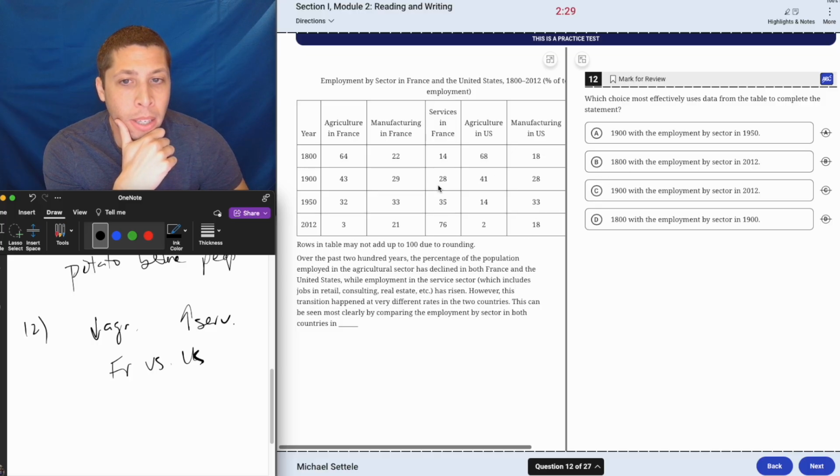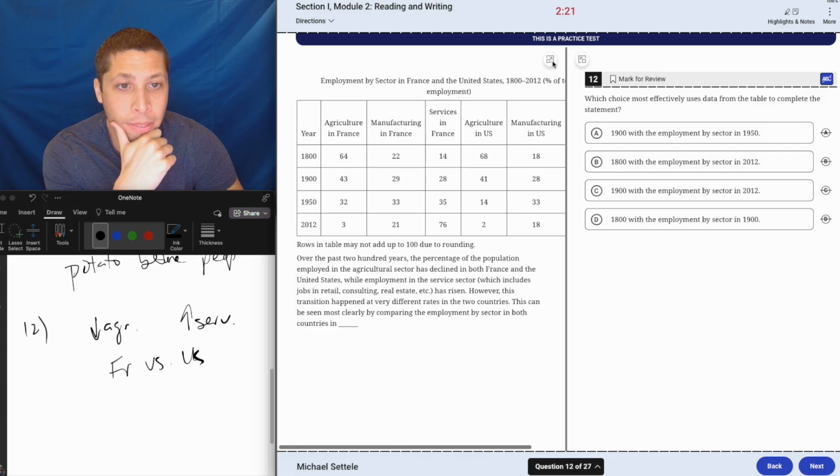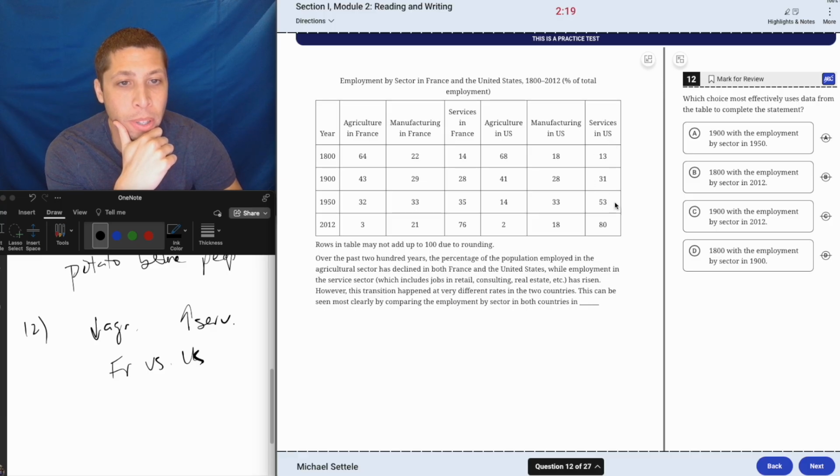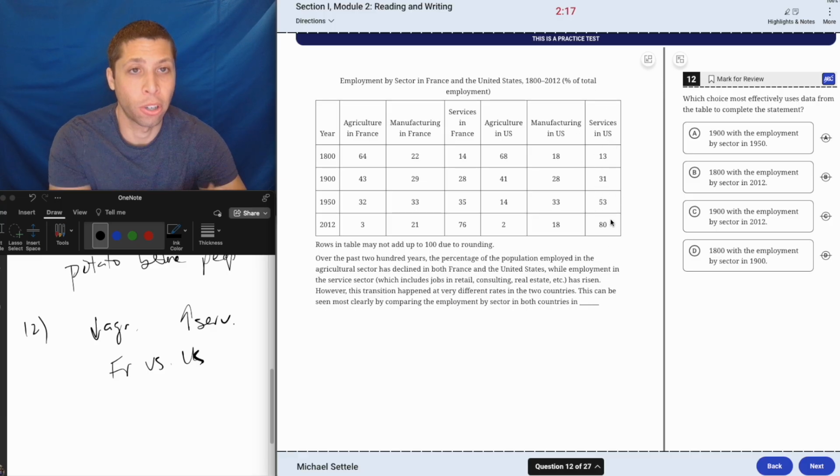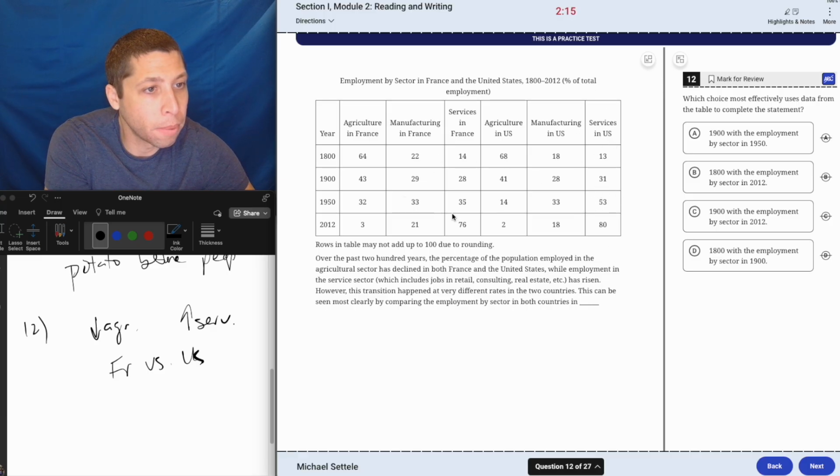Okay, 1900. Oh my God. So I don't care about this manufacturing one, right? And I think, yeah, see, this is mean for them to do this. There's a whole other part of this chart you just don't see. So 1900s with the employment by sector.